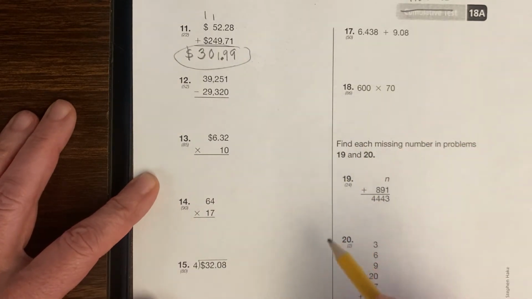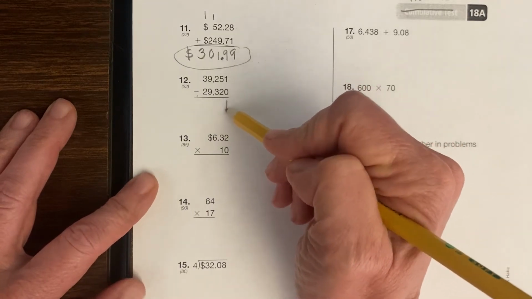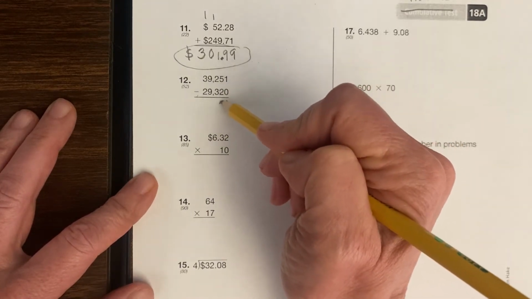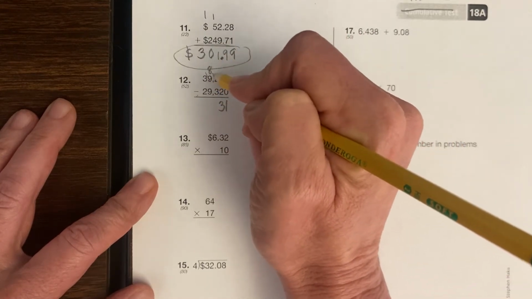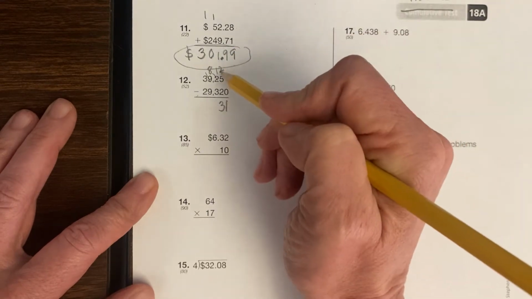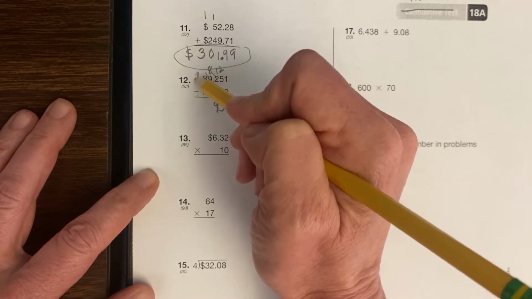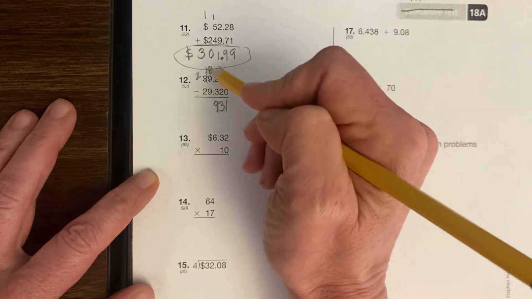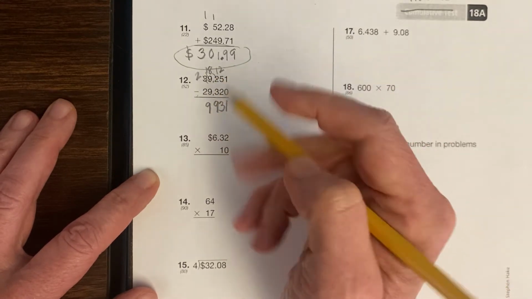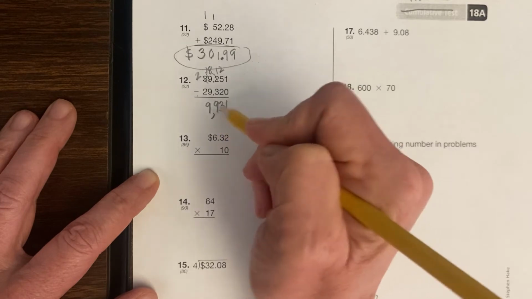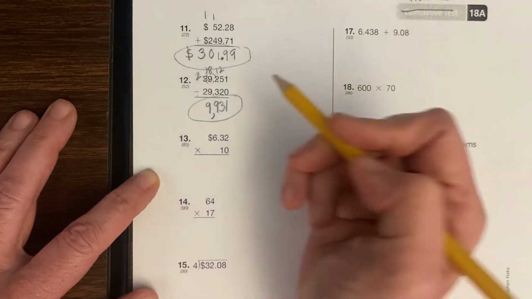All right, number 12, we're subtracting. Okay, 1 minus 0 is 1. 5 minus 2 is 3. Now we have to borrow. So this becomes an 8. This becomes a 12. 12 minus 3 is 9. We have to borrow again. So this becomes a 2. This becomes 18. 18 minus 9 is 9. And 2 minus 2 is 0. So the answer is 9,931. I'm going to circle that.